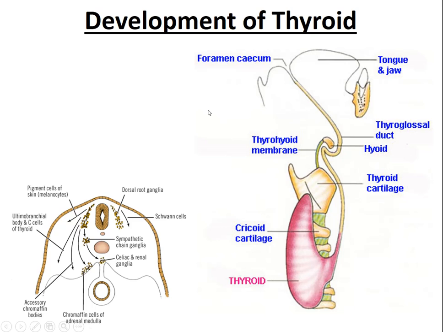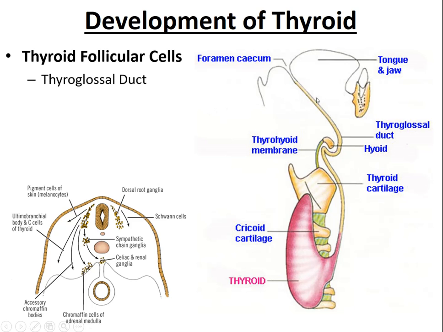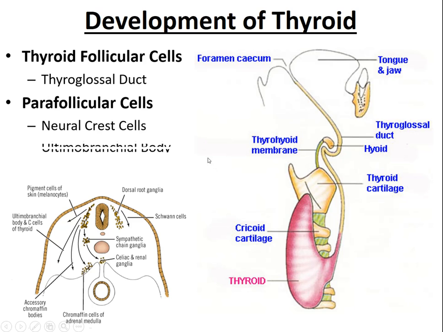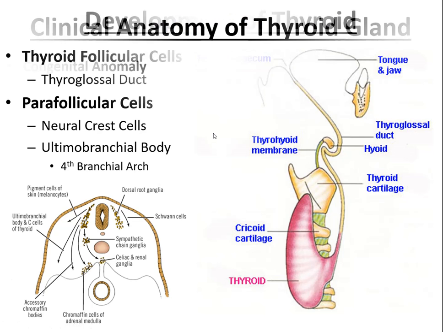Development of the thyroid is not much important for you, but just remember that the thyroid follicular cells are derived from the thyroglossal duct, while parafollicular cells are derived from neural crest cells. Or some may mention that they are derived from the ultimobranchial body or fourth branchial arch.